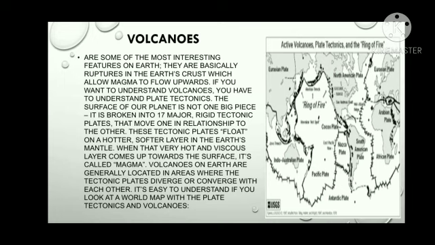The surface of our planet is not one big piece. It's broken into 17 major rigid tectonic plates that move in relationship to one another. These tectonic plates float on a hotter, softer layer in the Earth's mantle. When that very hot and viscous layer comes up towards the surface, it's called magma. Volcanoes on Earth are generally located in areas where the tectonic plates diverge or converge with each other.